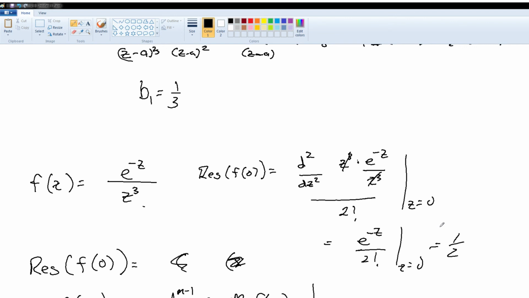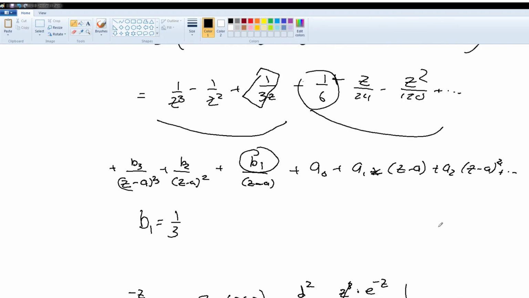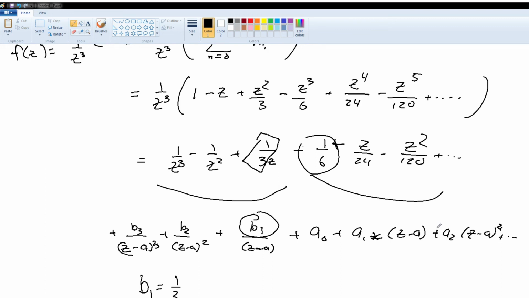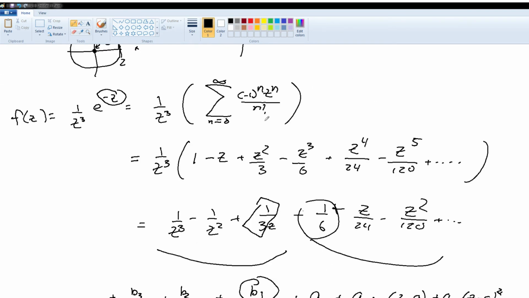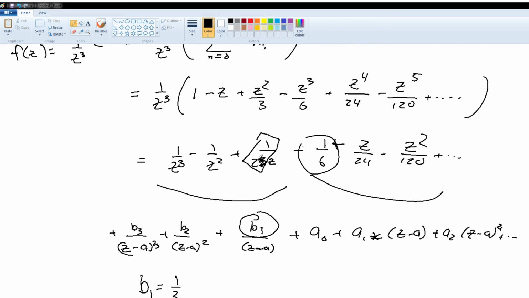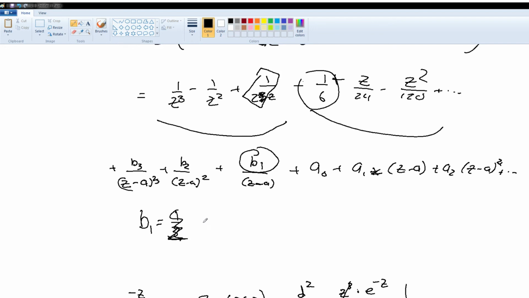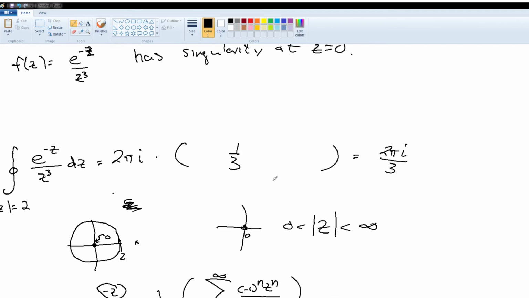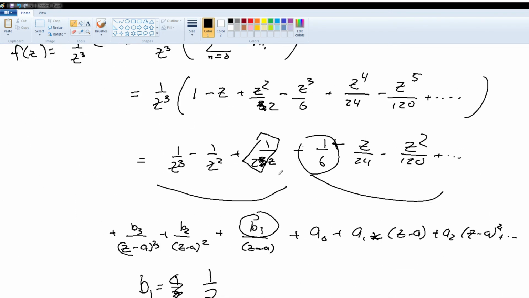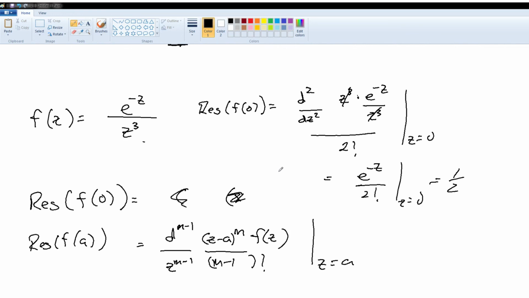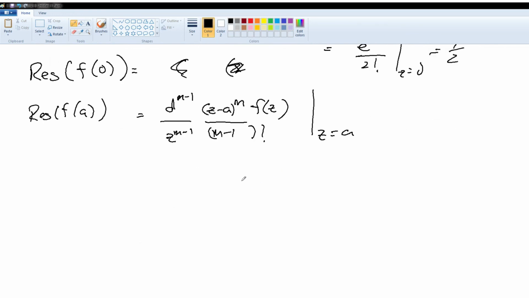Something's wrong. How did I get... I'm confused. Oh my lord. When n is 2, 2 factorial is 2, not 3. My bad. This is 2. So b1 is 1/2. So this is 1/2, and I get pi i. I'm sorry about that. 2 factorial equals 3 all of a sudden. But it matches.